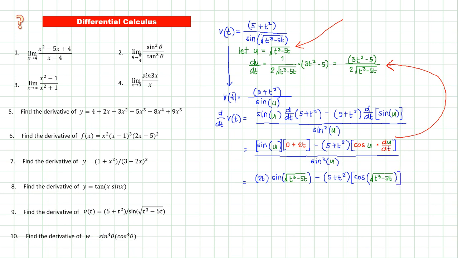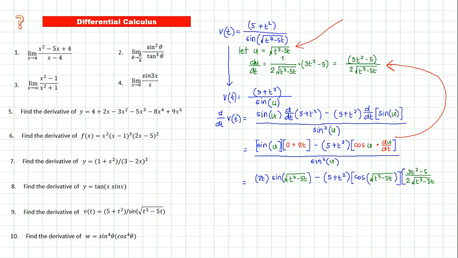Ano ngayon ang derivative of u with respect to t? Kukopyahin lang natin to, no? Nakamultiply daw yan sa 3t squared minus 5 over 2 times the square root of t cubed minus 5t. So, ganun lang siya.